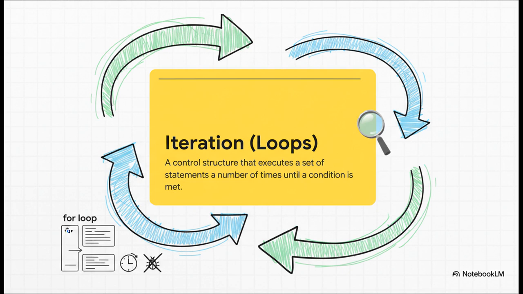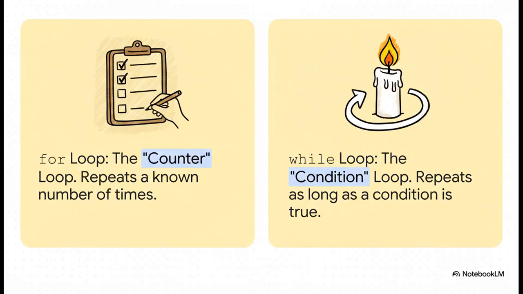Can you imagine writing the same line of code 100 times? No way. You just write it once and pop it inside a loop. Now in Python, there are two main flavors of loops. You've got the for loop, which is kind of like a counter loop. You use it when you know exactly how many times you need to do something. Then you've got the while loop.